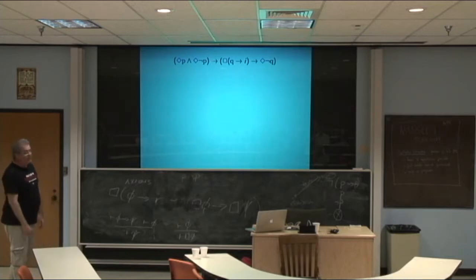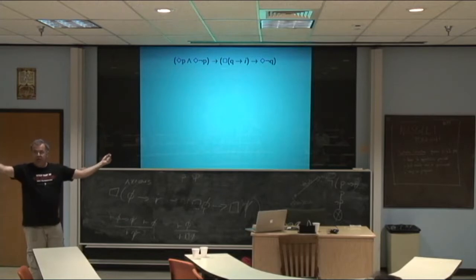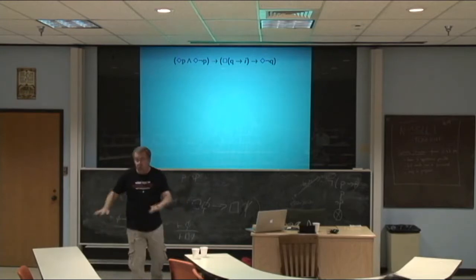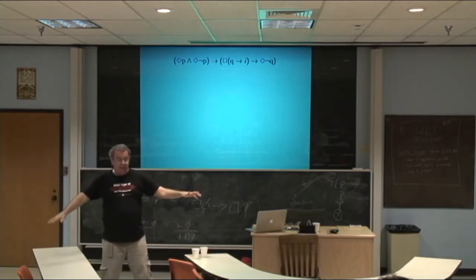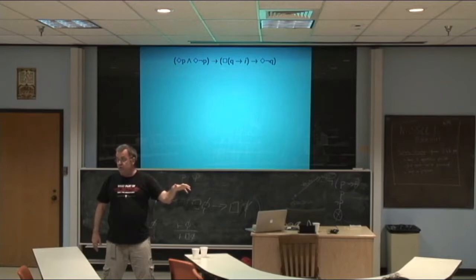That's pretty much it. The antecedent says, okay, I see a P world and a not P world. That is, I see at least two worlds. And coming up here, it also says, when I look forward to what I can see, every time I see a Q world, it's true at I. So there's at most one Q world. But if there are two successors, and at most one Q world, there's got to be a not Q world, okay?